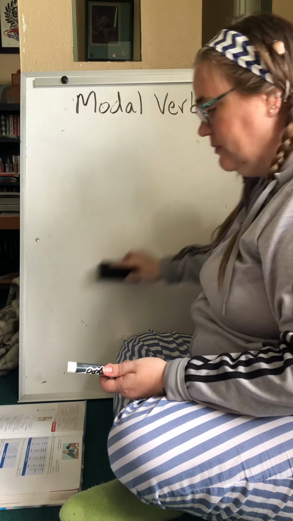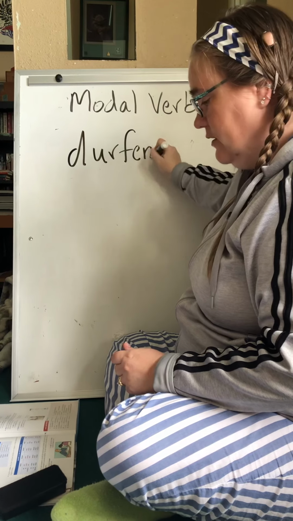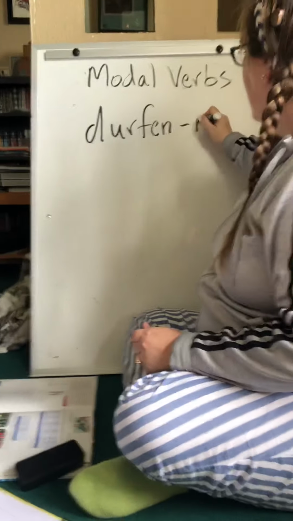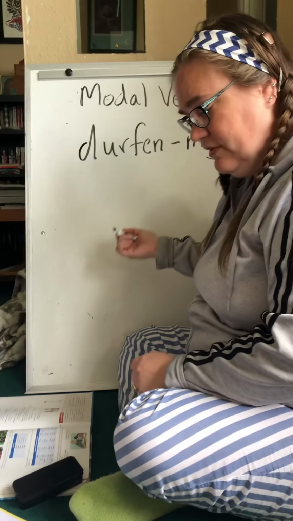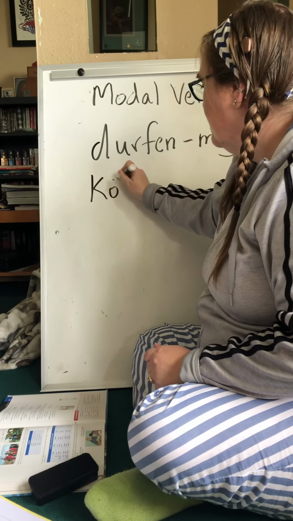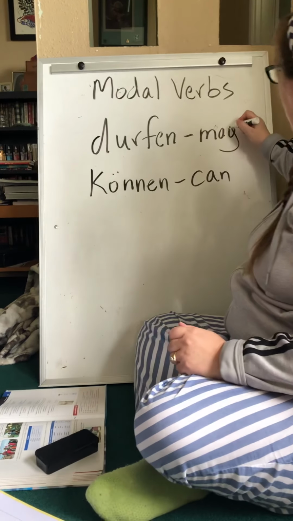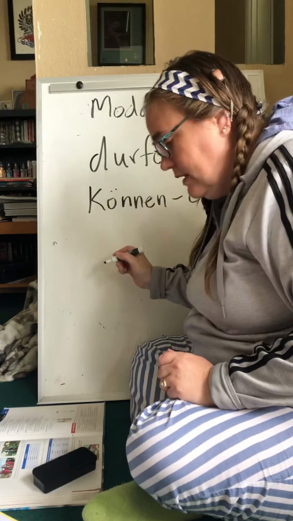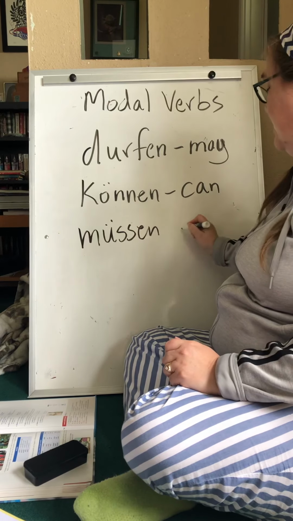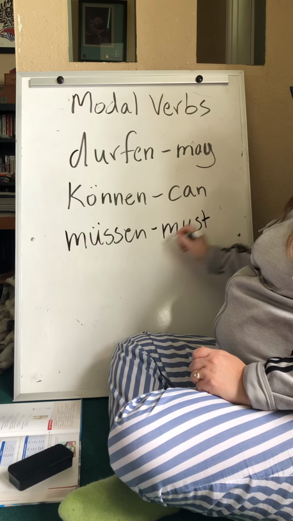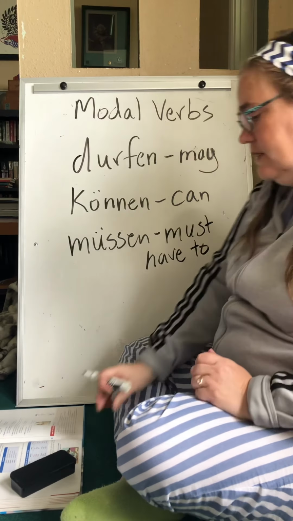Here are the modal verbs that we're going to learn today. Dürfen, which means may. And you guys know that from darf ich auf die Toilette, may I use the restroom. Können, which means can. This is a Y, by the way, not a G. And the next one is müssen, which means must. Or some people say it means have to. So those are those ones.